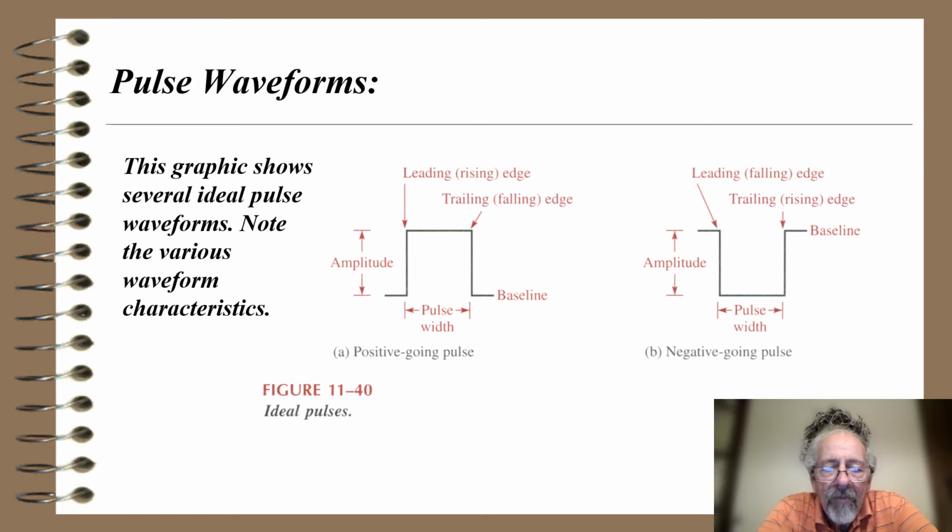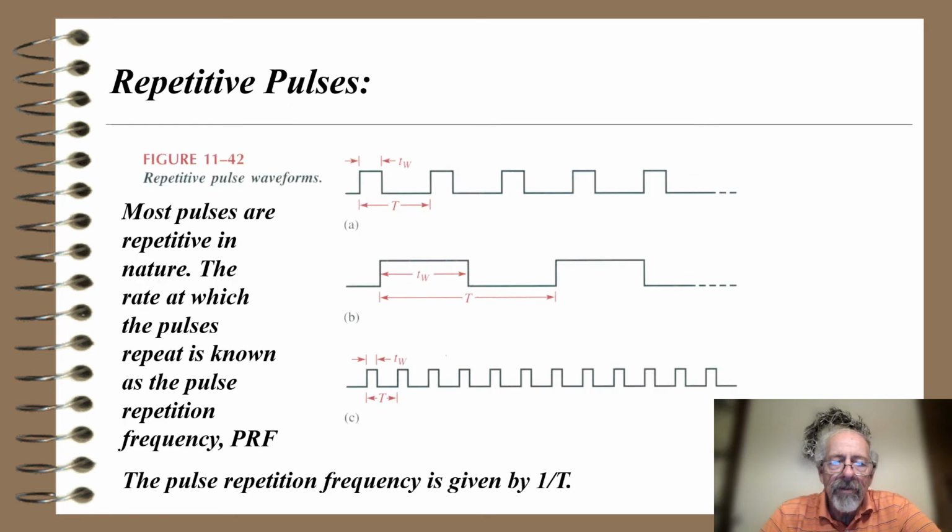So figure 11-40, ideal pulses. A positive going pulse starts at 0. We call that the baseline, and goes up to some amplitude. It's got a pulse width, how wide it is. It's got a leading or rising edge and a trailing or falling edge. A negative going pulse starts from 0, that's the baseline there, and goes negative. It's got a pulse width, and it's going to have a leading or falling edge and a trailing or rising edge. Those are ideal pulses. So repetitive pulses are pulses that occur over and over again.